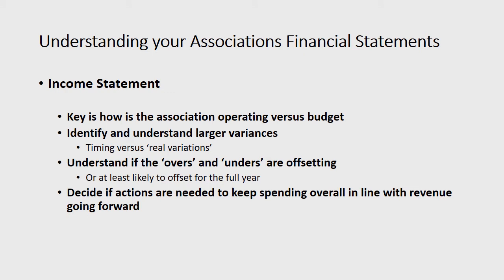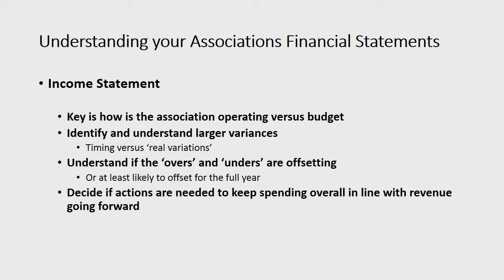Now moving to the income statement. The key question to ask in looking at the income statement is, how is the association operating in relation to its budget? Remember, of course, the budget is just that, a plan or estimated expenditure for the year. But it does provide the framework through which to evaluate income and expenses and help you understand if the association is operating as planned.